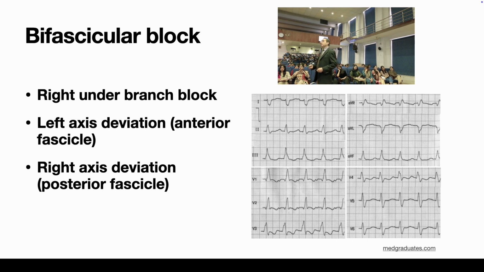And now we come to these limb leads. We see lead 1 is directed downward while lead AVF is upward. If you remember from yesterday, right axis deviation is when lead 1 is negative, AVF is positive. So this patient has right axis deviation. This means posterior fascicle is blocked, not the anterior fascicle.